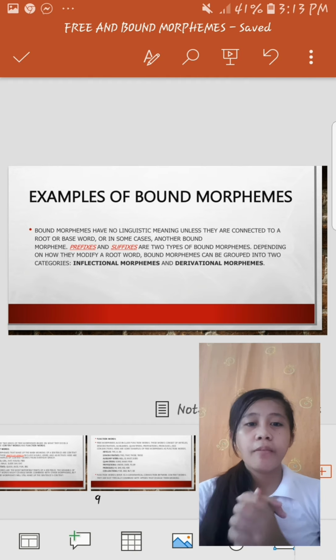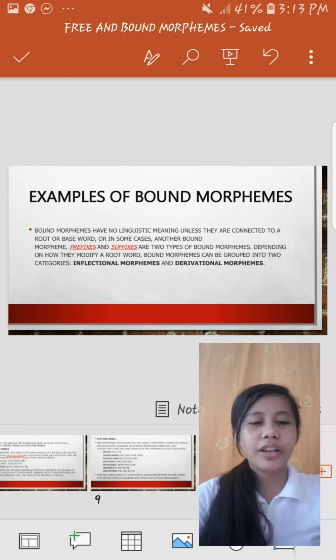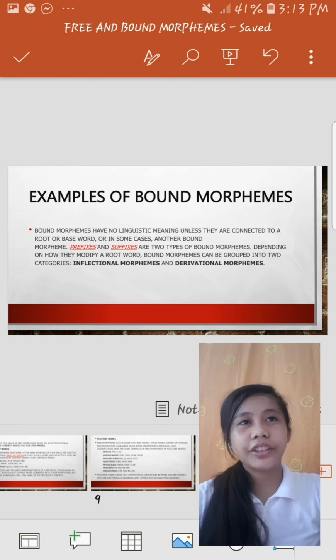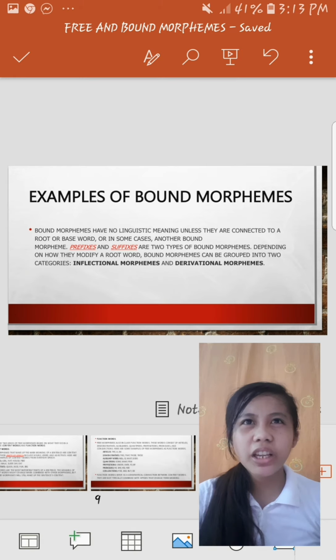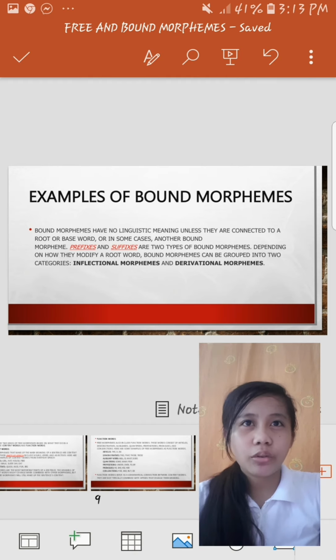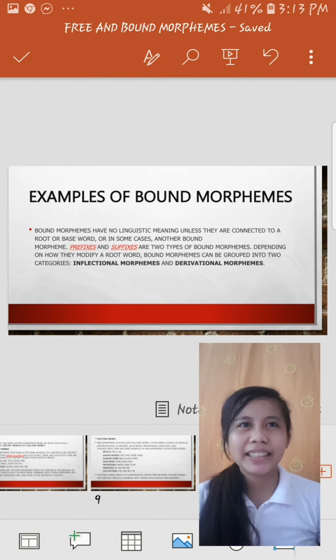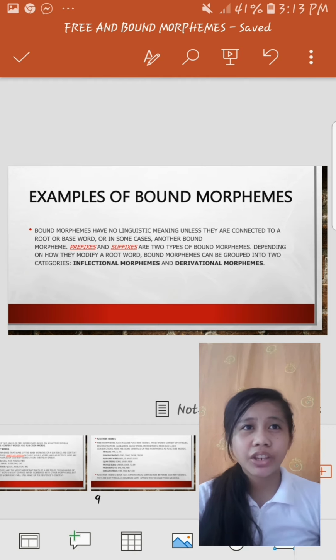Okay, so by the way, before I proceed, are we clear or is it understood? Okay, very good. So examples of bound morphemes. Bound morphemes have no linguistic meaning unless they're connected to a root or base word, or in some cases another bound morpheme. So prefixes and suffixes are two types of bound morphemes.